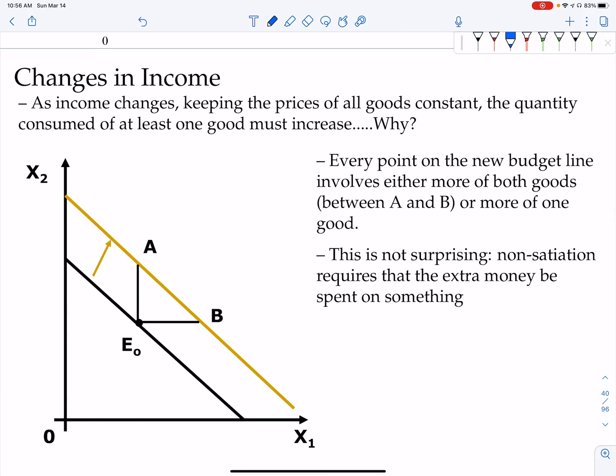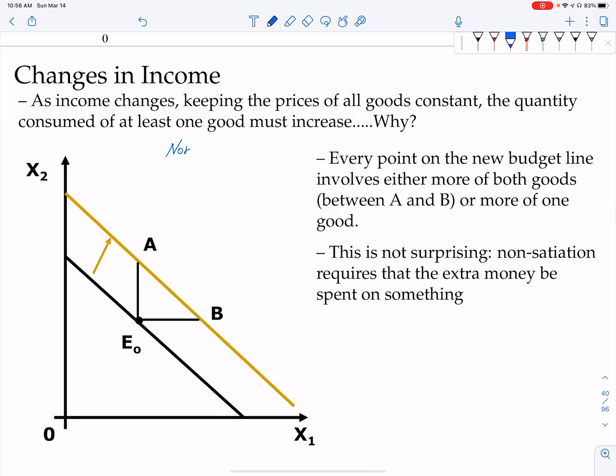So let's talk about the inferior good and the normal good in the first place. So we are talking about the normal good and the inferior good. Okay. So a normal good is a good that you increase the consumption of when you have more income. Okay. So let's say initially this was the initial budget line, budget constraint. And your optimal decision was E0.